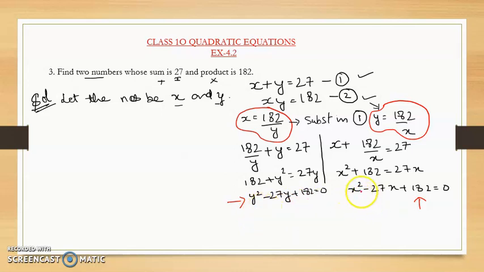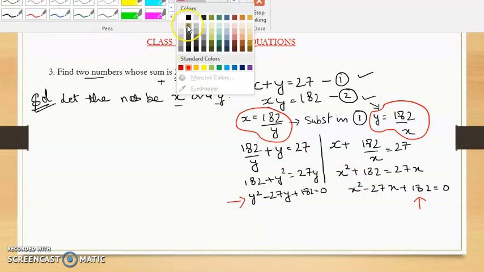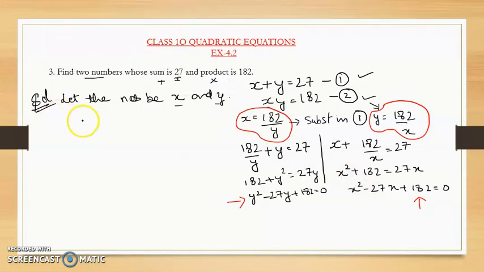Till here followed? Now solving this equation, now we will solve. Now I'm taking x square, so it will be easy for you to understand. So x square minus 27x plus 182 is equal to 0. Now same thing students, we need product as 182, and sum I should get minus 27, so I will make factors of 182.